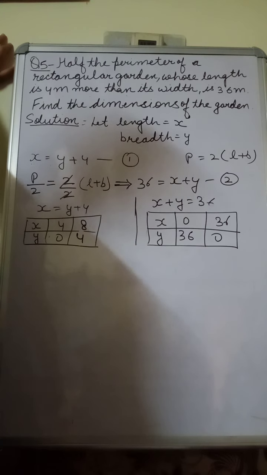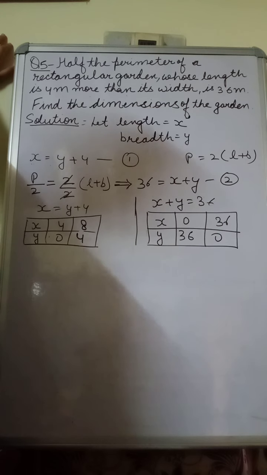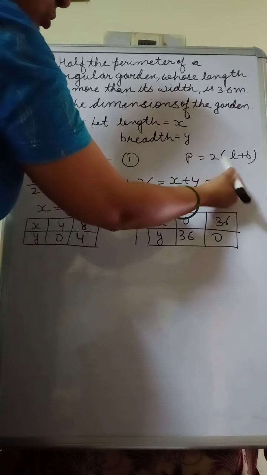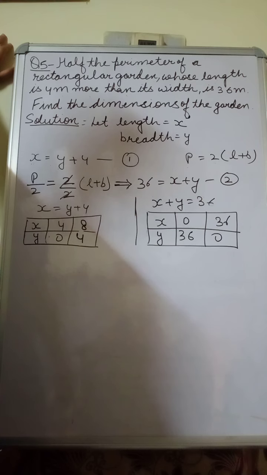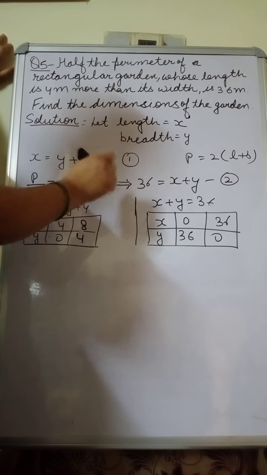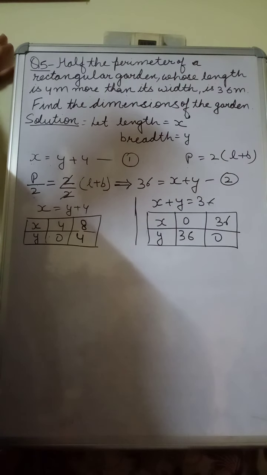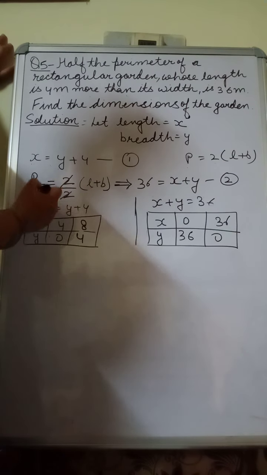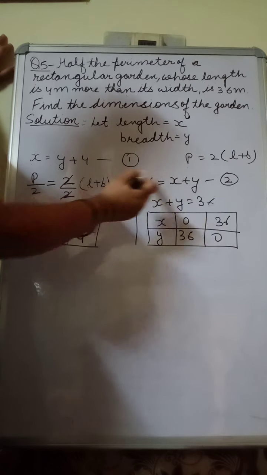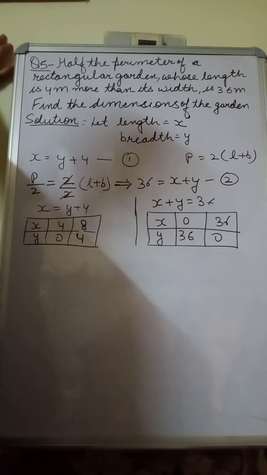Now the second equation we get from the perimeter of the rectangle. What is the perimeter of a rectangle? P is equal to 2 times (length plus breadth). What is given to us is half of the perimeter, P by 2. The perimeter is 2(l plus b), so we take half of this also, and the 2 cancels. Then half of the perimeter is 36, where l is x and b is y, so x plus y is equal to 36. This is the second linear equation formed from the given question.